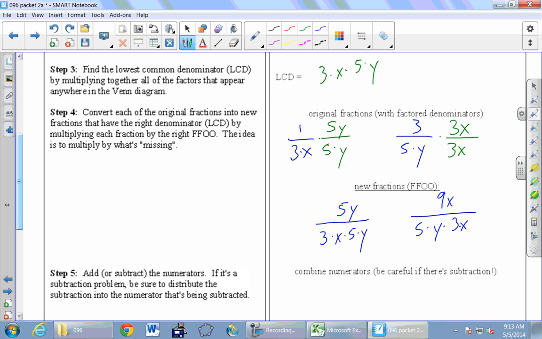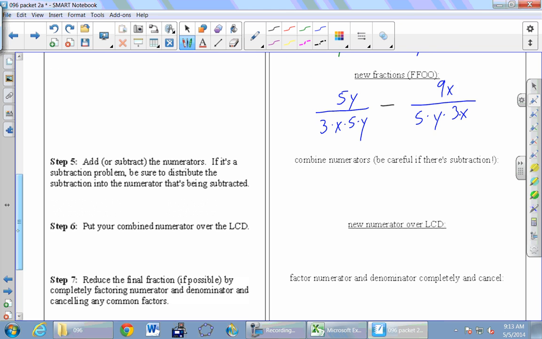From way back in the beginning, what symbol was between two fractions? Subtract. So we're going to subtract here. Subtracting these two guys. Look carefully at those two denominators. What do you see? They're the same. We built those denominators to be the same, which means we get to mush together the stuff in the numerators. So one denominator, 3 times x times 5 times y, because they're the same. And then we can smush together the two numerators, 5y minus 9x.